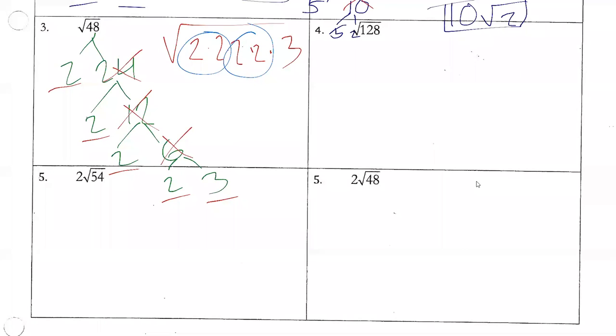And then the 3 is left by itself. So since we have 2 different pairs of 2s, we're going to pull out a 2 from the first pair, a second 2 from the second pair, and then the 3 is just left underneath the radical. So this would be 4 radical 3. So each pair pulls one number to the outside. So that's why we had 2 2s there.